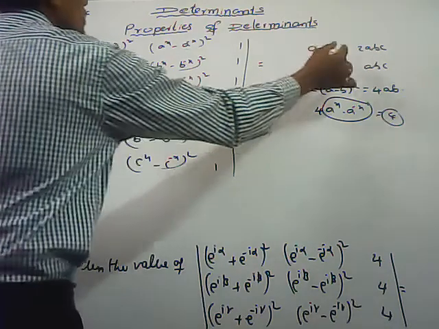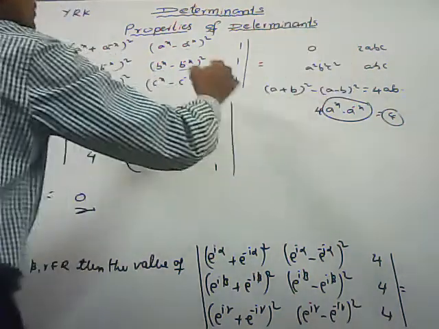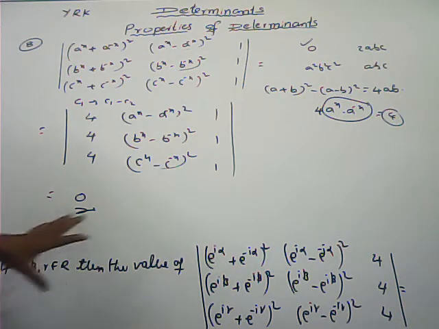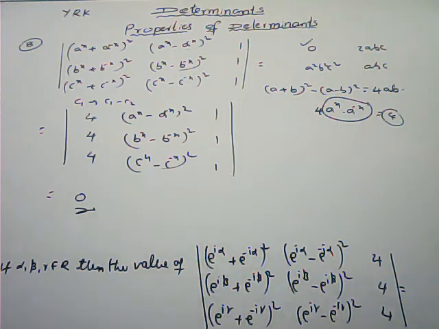So these are the options: 0, 2abc, a square b square c square, abc. So the first option is the correct one. And this one is for self practice. Here also we can get 0. So that is independent of alpha, beta, gamma, not dependent upon alpha, beta, gamma.